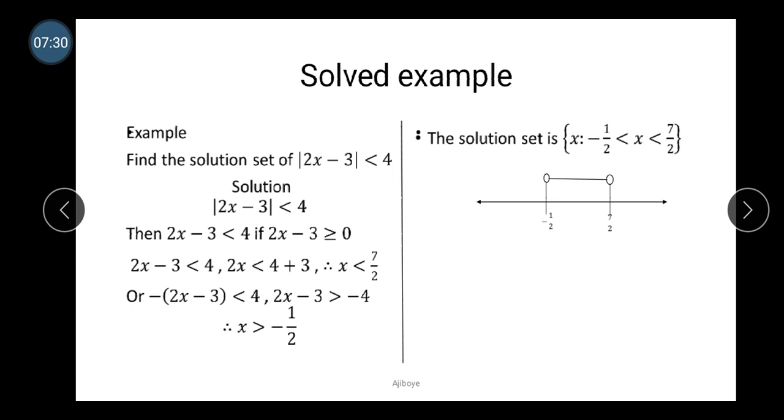Also, it can as well be minus, open bracket, 2x minus 3, close bracket, less than 4 when 2x minus 3 is less than 0. So, if you multiply both sides by minus, you have 2x minus 3 is greater than minus 4. And then x will be greater than minus 1 over 2. So the solution set is x such that minus 1 over 2 is less than x is less than 7 over 2. And that can be displayed on the number line as such.